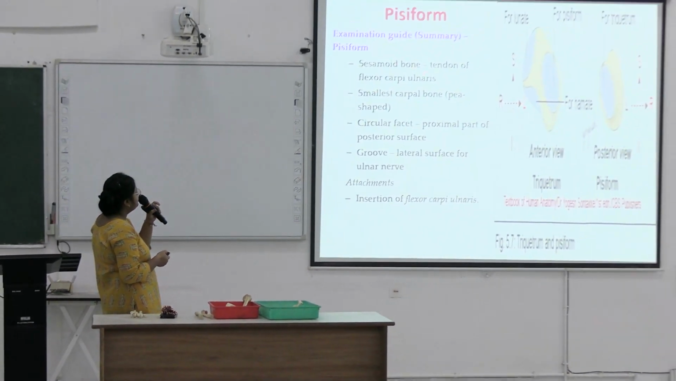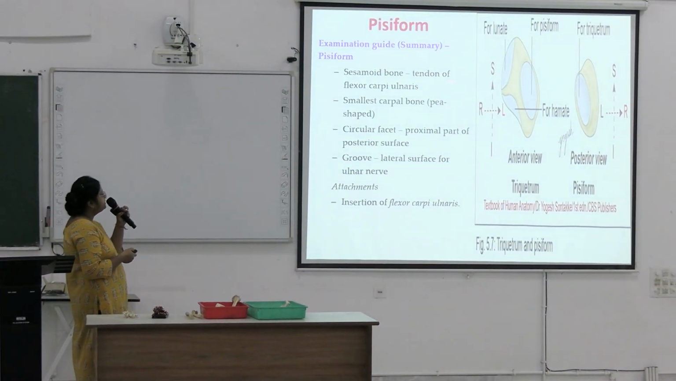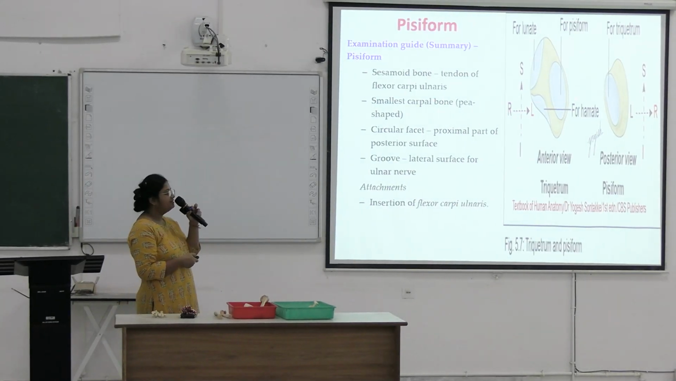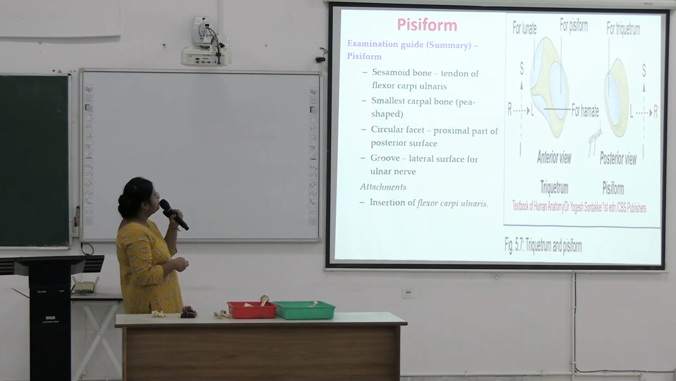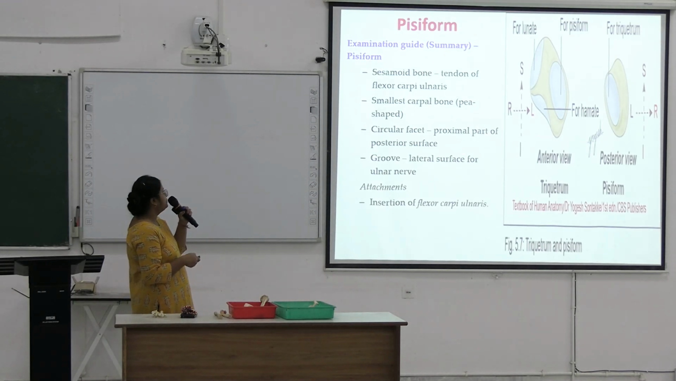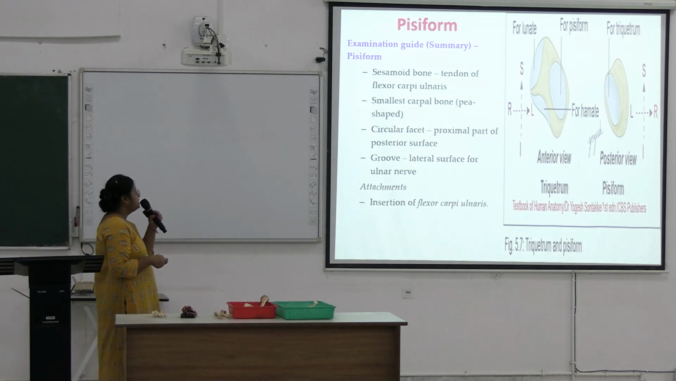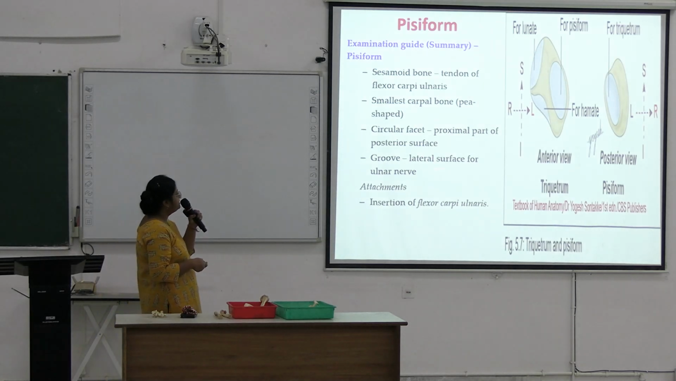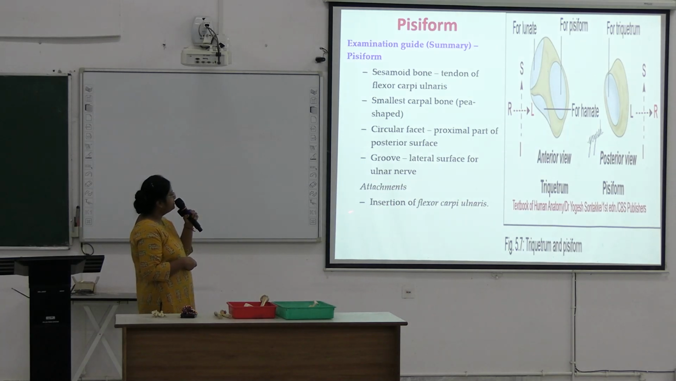So it is a sesamoid bone, develops in the tendon of flexor carpi ulnaris, smallest carpal bone, pea-shaped. It has a circular facet and articulates in the proximal part of the posterior surface, and a groove. The circular facet is lying over the posterior part of the proximal part of the posterior surface, and there is a groove on the lateral surface for the ulnar nerve. Attachments: insertion of the flexor carpi ulnaris.